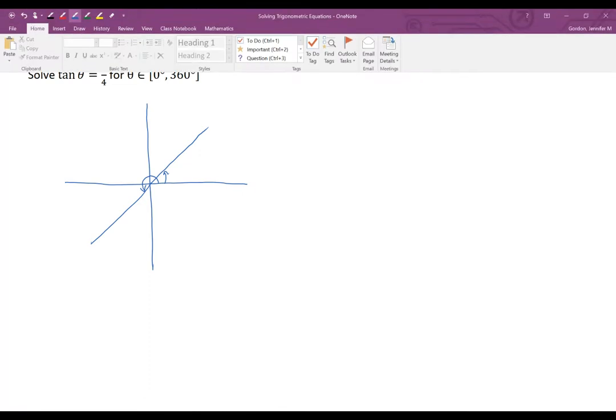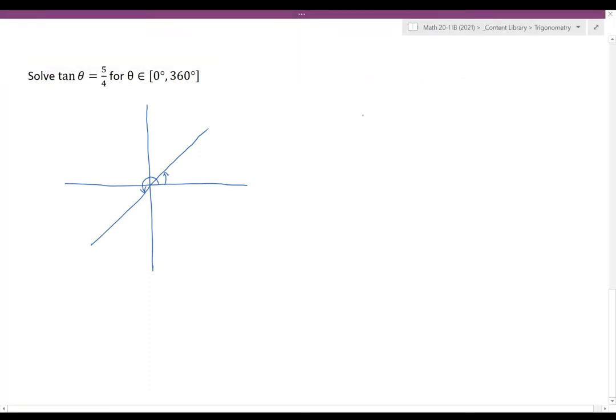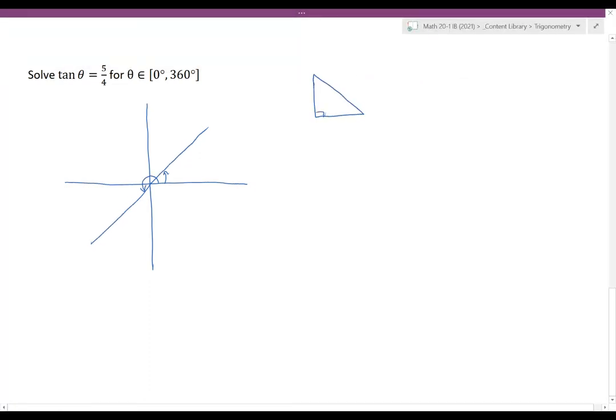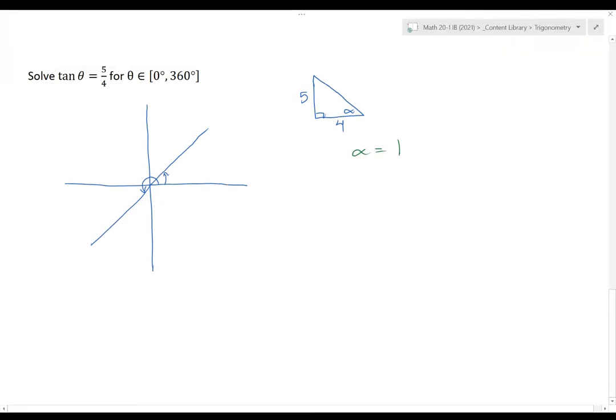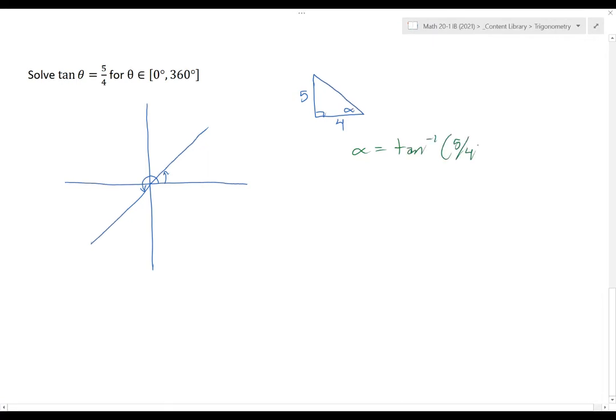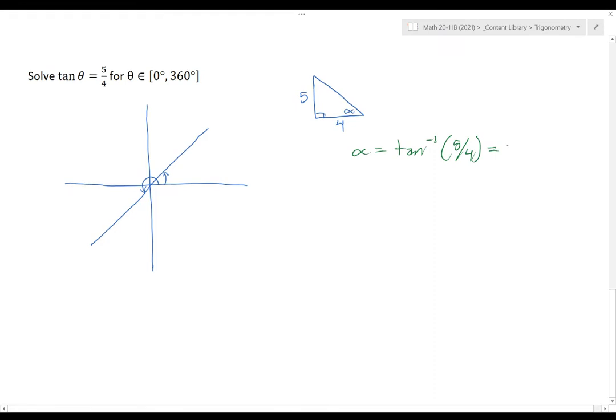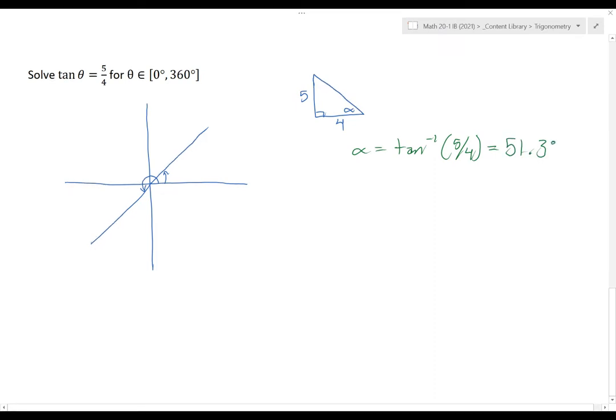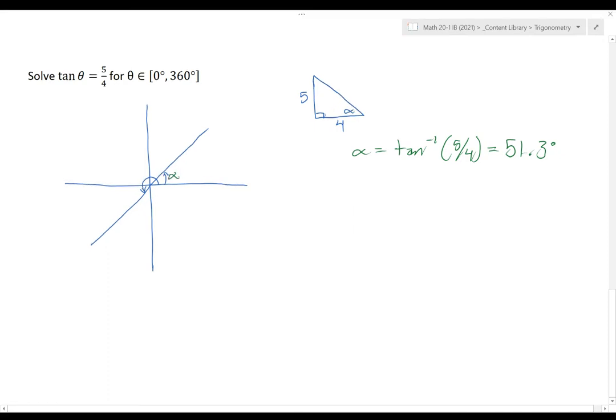And in this case, 5/4, so if this is alpha here, if I have 5/4, that's not a special triangle. It's not one of our known ones. So in order to find alpha, I have to use my calculator. So I'm going to figure out what is the arctan of 5/4. And to 3 significant digits, that is 51.3 degrees. So that's alpha.